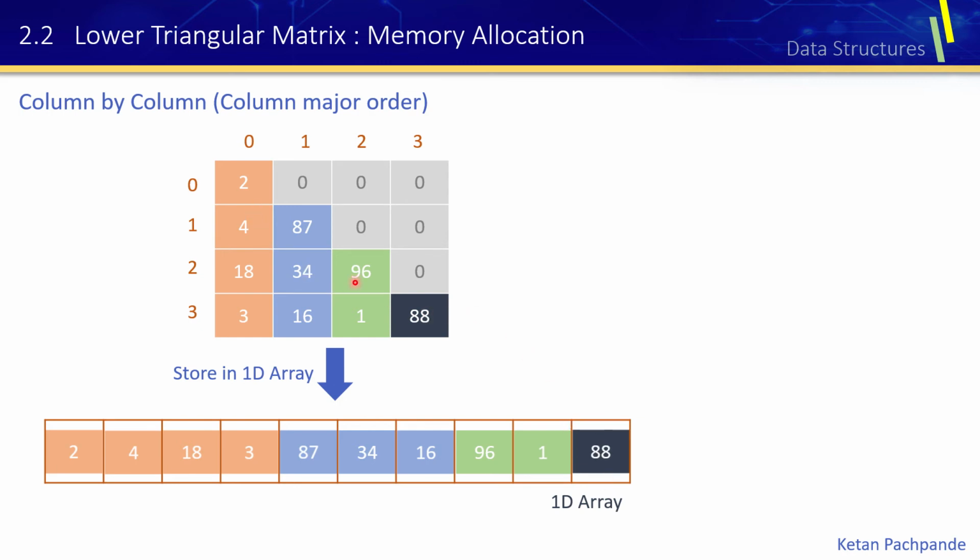Observe carefully. First column means j value is 0. So all these elements, orange colored, are first going to be stored in the one-dimensional array, followed by the second column, third, and the fourth.